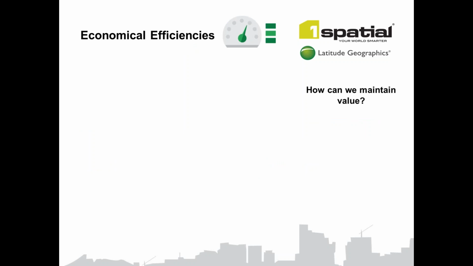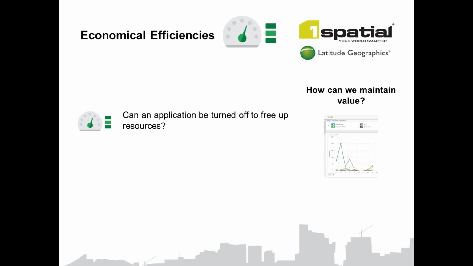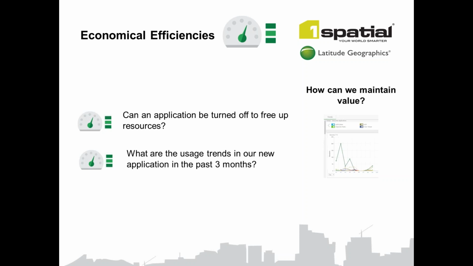So, economical efficiencies. Can an application be turned off to free up resources? Is it being used? Can we actually turn it off? Because that'll free up valuable resources for other applications. What are the usage trends of our applications? We can look at that over the past 3 months or past 6 months, so we can then work out what we best need to provision for going forward.